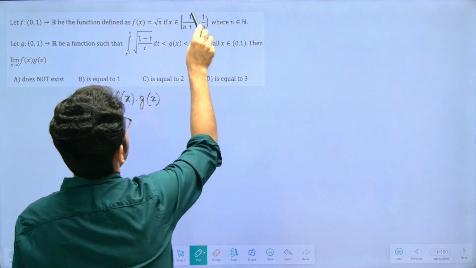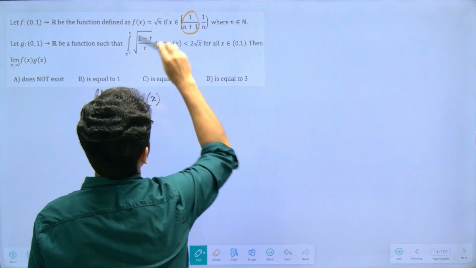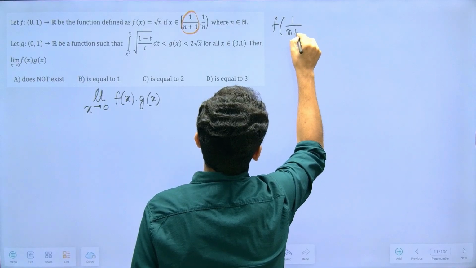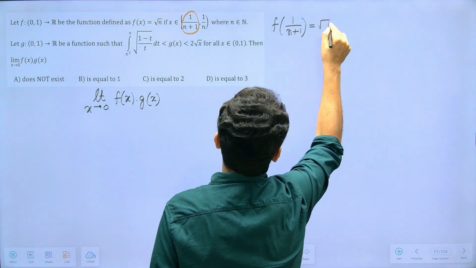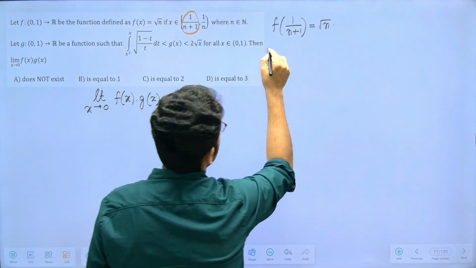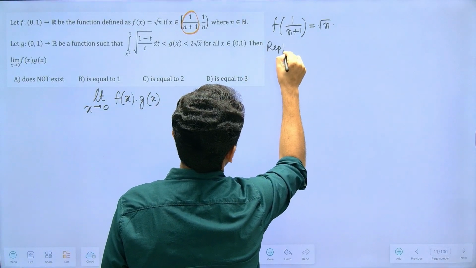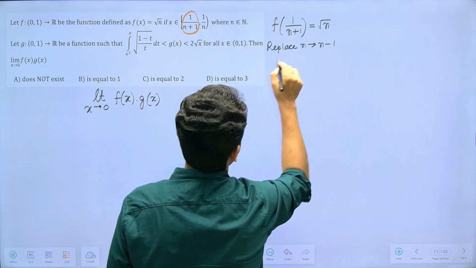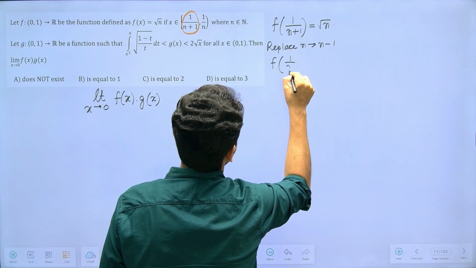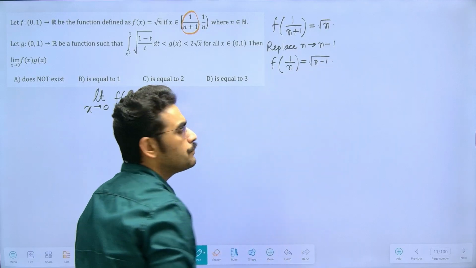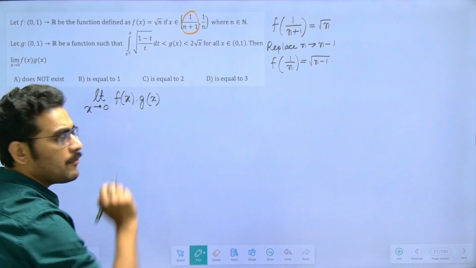Now, as per the first definition, you see here the interval is given with 1 by n plus 1. So we can say that f of 1 by n plus 1 is also equal to root n as per the definition. Now if I replace n by n minus 1, we will get f of 1 by n is equal to root n minus 1. Right? So we know f of 1 by n.